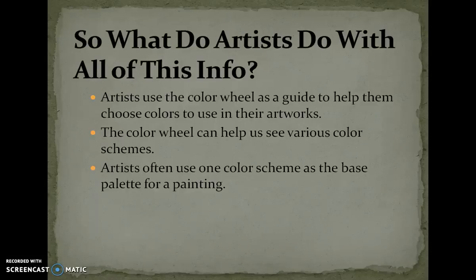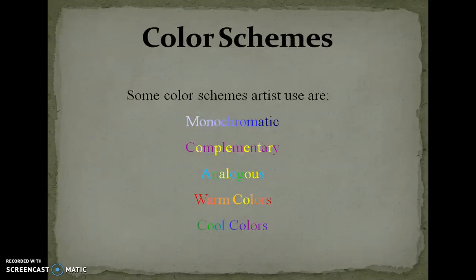So, what do artists do with all this info? Artists use the color wheel as a guide to help them choose colors to use in their artworks. The color wheel can help us see various color schemes. Artists often use one color scheme as the base palette for a painting. Color schemes. Some color schemes artists use are monochromatic, complementary, analogous, warm colors, and cool colors.